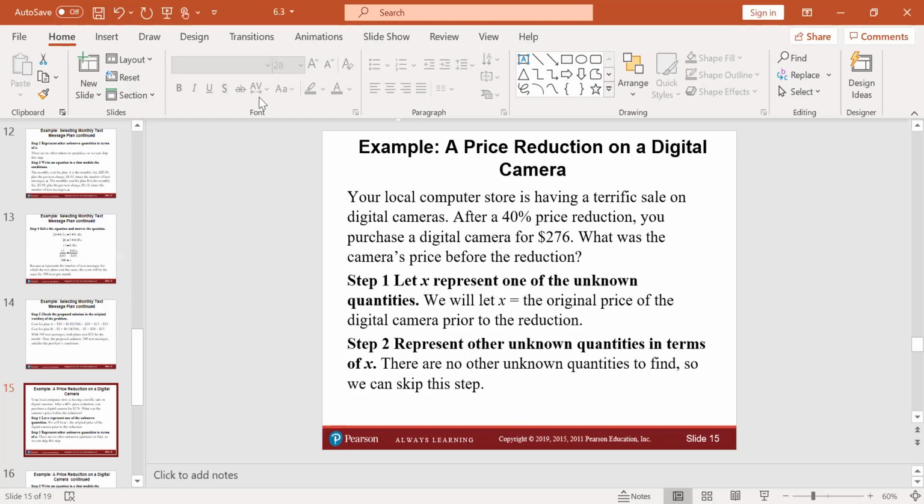Let's see if we can use our reasoning here. Let's see. The camera costs $276 after 40% off. You got 40% off. It now costs $276. What was the original price? We can put that.